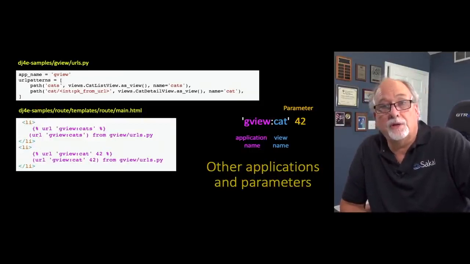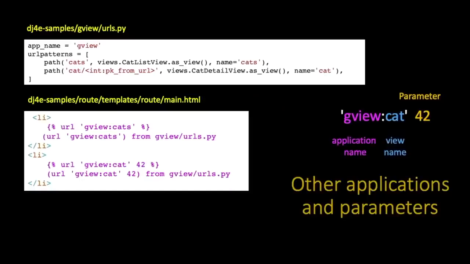An application we're going to look at in just a bit is called the generic views. It's an application called gview. And we want to make a link to that application, and we know that there are two views. There's a list view and a detail view. And all we have to do is take a look at the urls.py, and we know that it's an application gview, and this view has a name and that view has a name. The view that is all the cats has a name of cats, and the view for a single cat is cat. But the cat one takes a parameter. It's an integer number, which is cat number 42 or whatever.